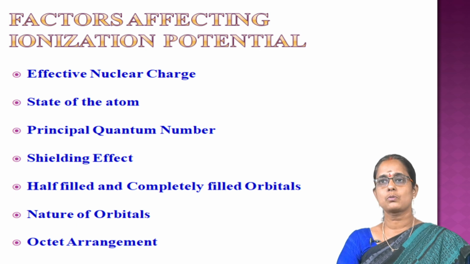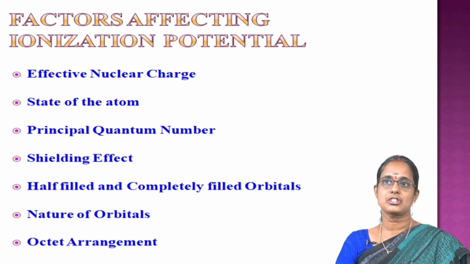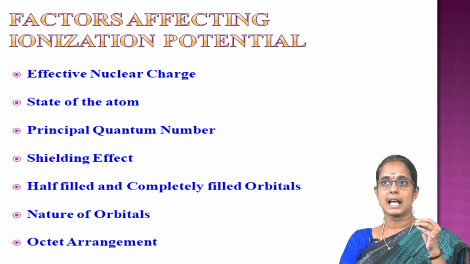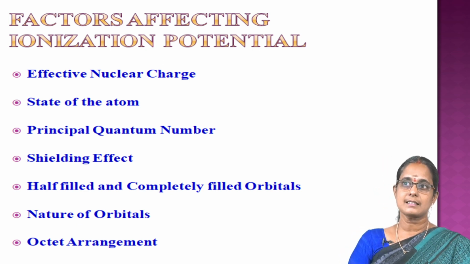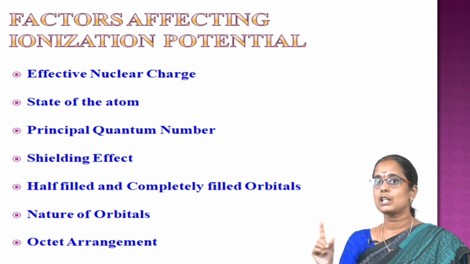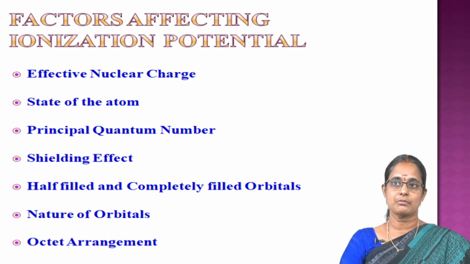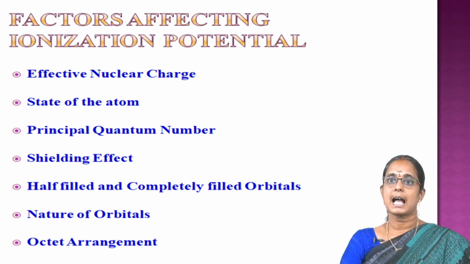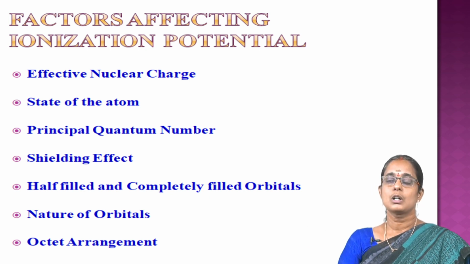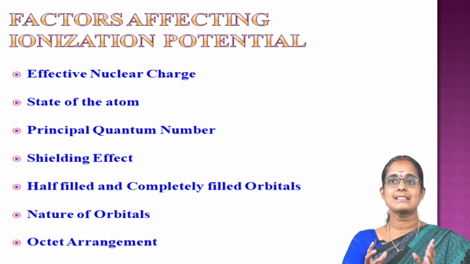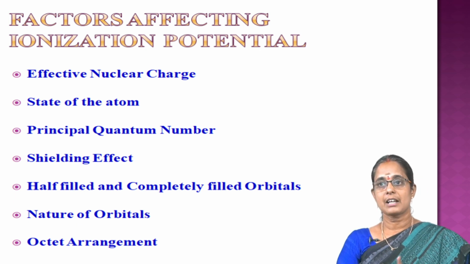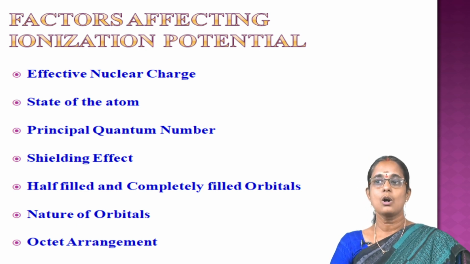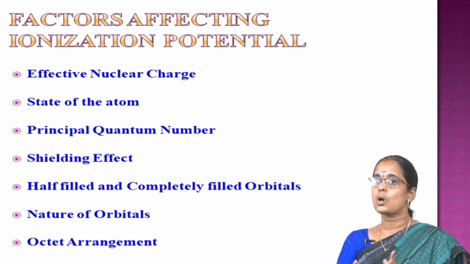Principal quantum number is one of the factors affecting the ionization potential. The magnitude of the ionization potential decreases with the increase in the value of the principal quantum number of the orbit from which the electron is to be removed. The ionization potential of group 2A elements decreases in this order. The variation of successive ionization potentials of an element is explained on this basis.